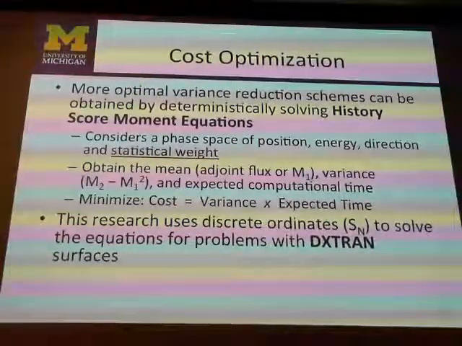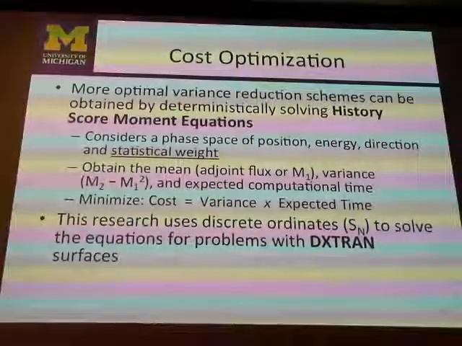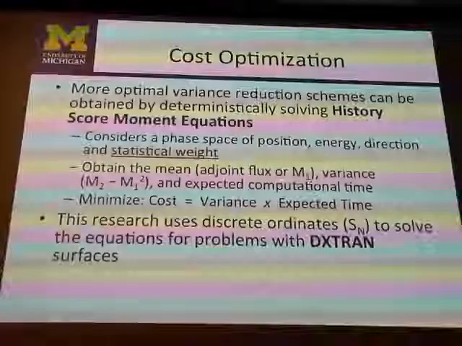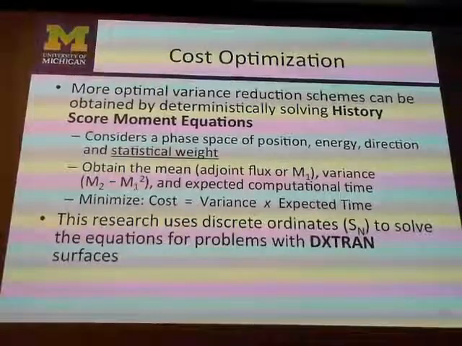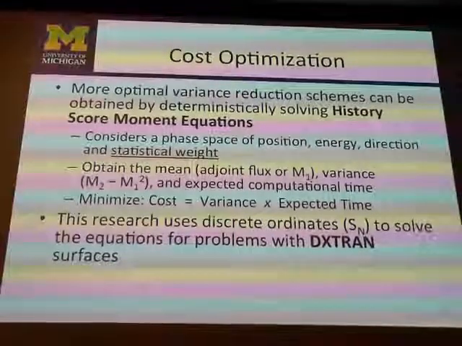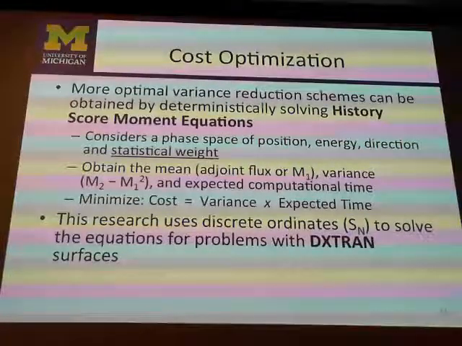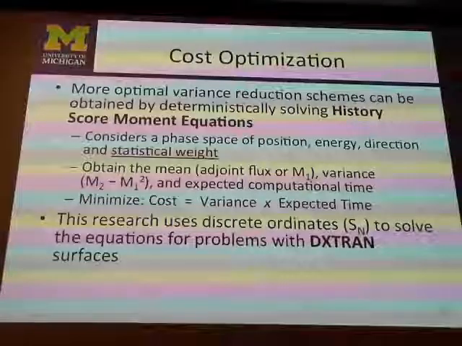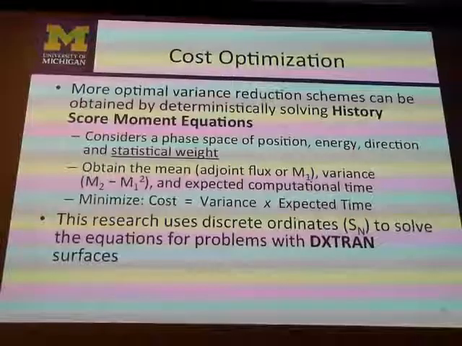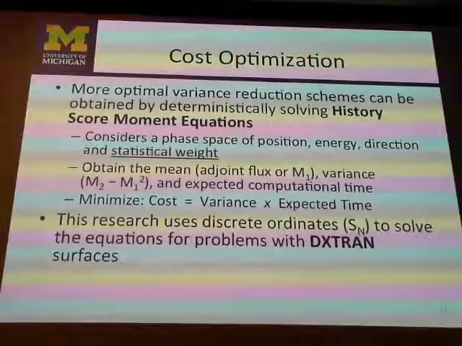And then we can obtain the mean, which is basically the first of these equations, and it reduces to the adjoint transport equation that we're all used to solving. We can also solve for the variance. If we solve for M1, we can then use that as a source term to solve the M2 equations for the second moment, and then we can compute the variance. We can similarly compute the expected computation time as well. And once we know the variance and the expected time, we can minimize this cost function here. So this is one over the Monte Carlo figure of merit, and we're trying to minimize this using optimization techniques.